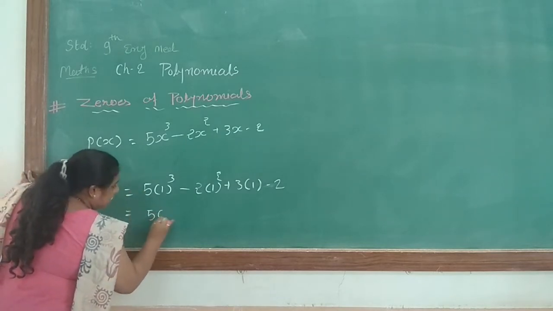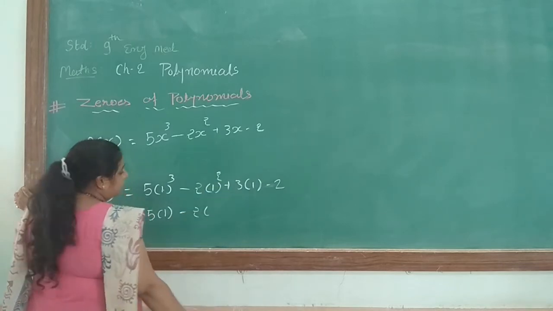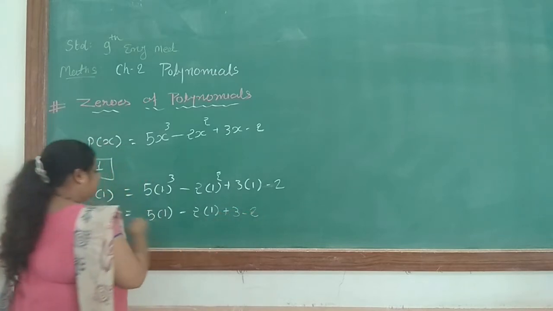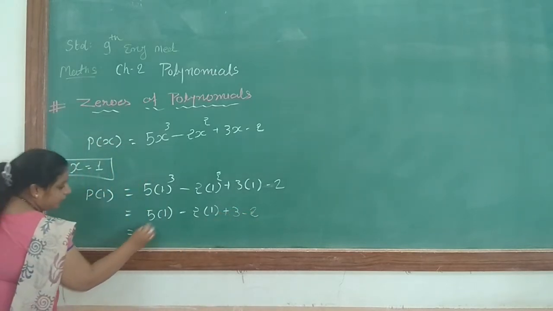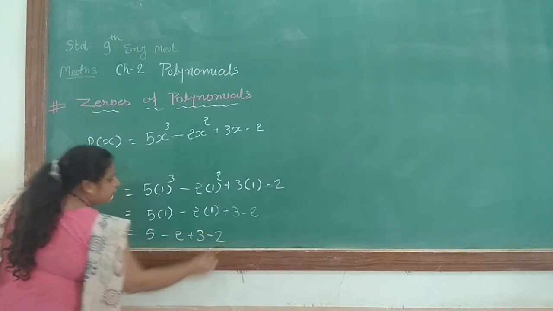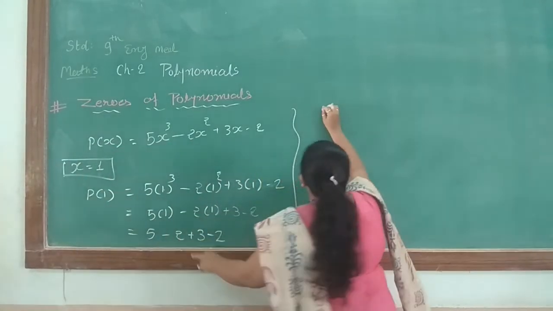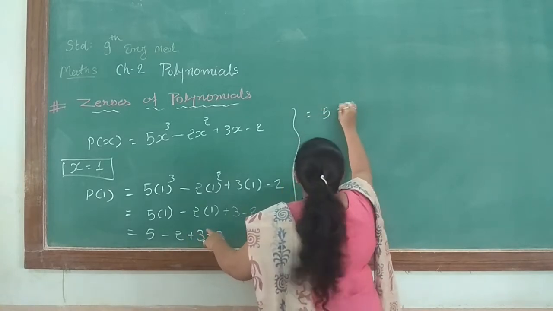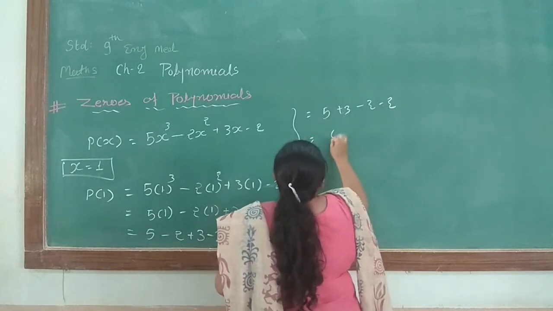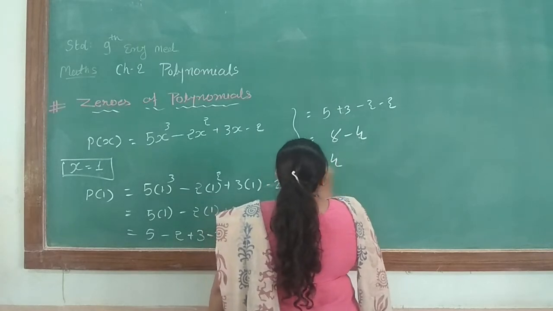1 cube of 1 will be 1. 2 square of 1 will be 2. Now let us multiply: 1 plus 2 plus 3 minus 2. So plus plus down. 5 plus 3 minus 2 minus 2. 8 minus 4. 8 minus 4 equals 4.